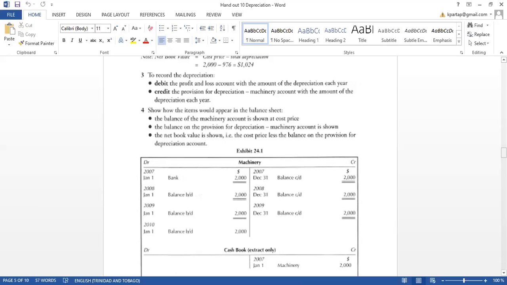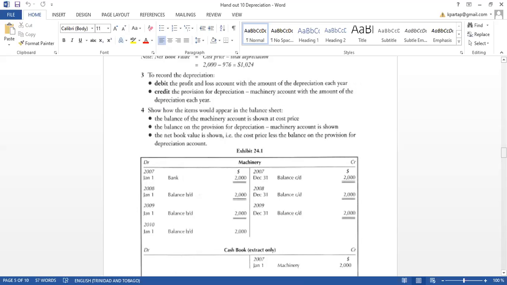So 2007, January 1st, we have the cost bank 2,000. December 31st now, we want to balance off the accounts. So we need to carry down 2,000 on the credit side so that the machinery account balances off 2,000 for that 2007 year. We seen that, everybody?